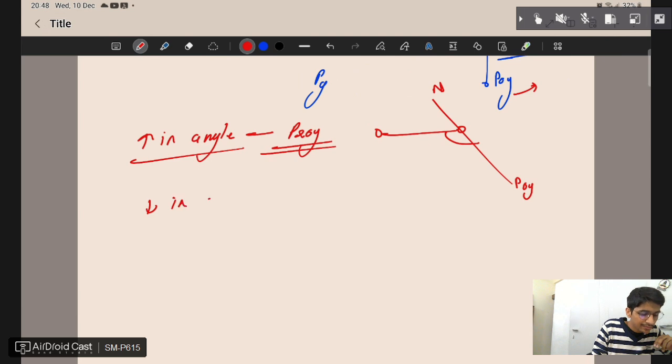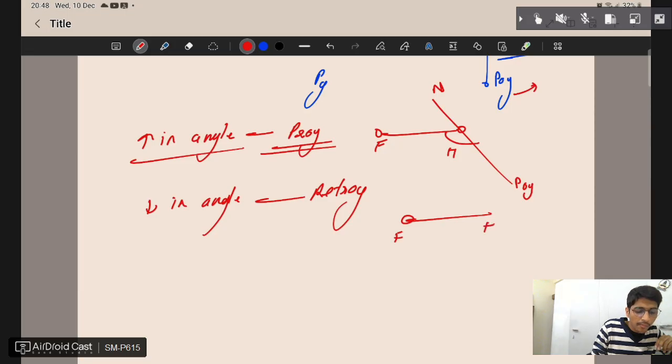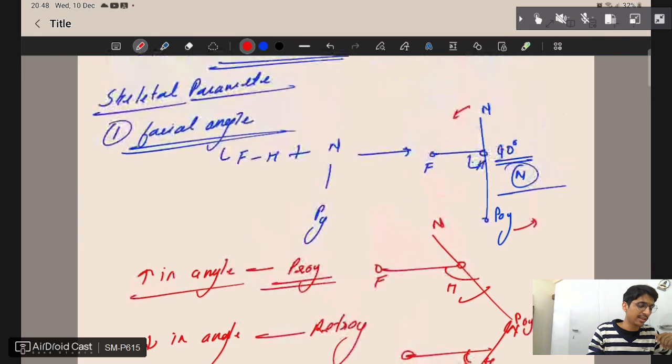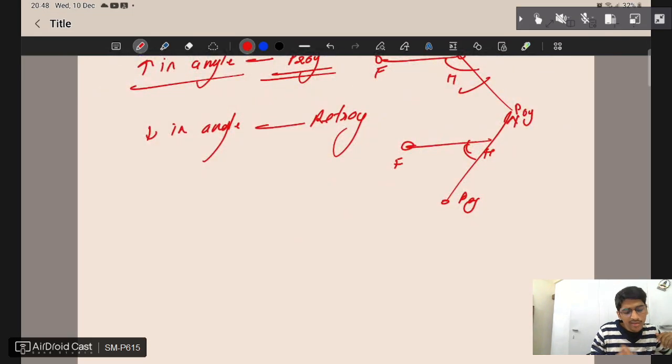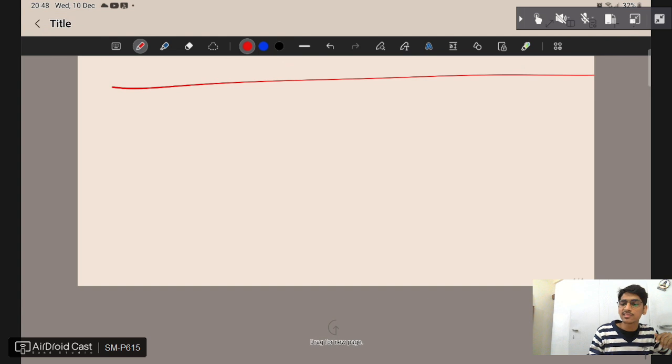Now just imagine the complete contrast situation to this: a decrease in angle. It will be retrognathic. This will be your FH plane. See, NPOG. I hope you know the acute and obtuse angles. So this angle is retrognathic and this is prognathic. Since the jaw is retruded, this angle value comes less and this is more, and the average value is 90. So this was the facial angle, the first parameter of Down's analysis, done.